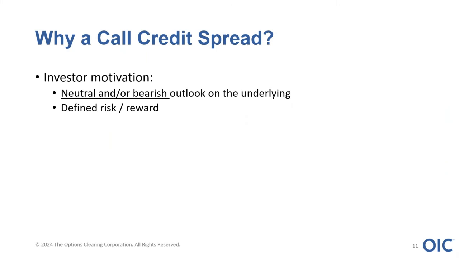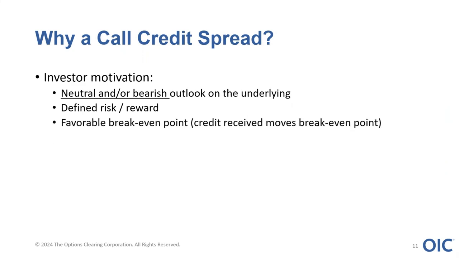Call credit spreads, like most spreads, have defined risk and reward, as do put credit spreads. The break-even point for your spread is defined by the credit that you receive. So what this says is favorable break-even points, credit received moves break-even point. That means the more credit that you take in when you sell a call spread, the more cushion, as we would call it, you're building into a P&L graph.